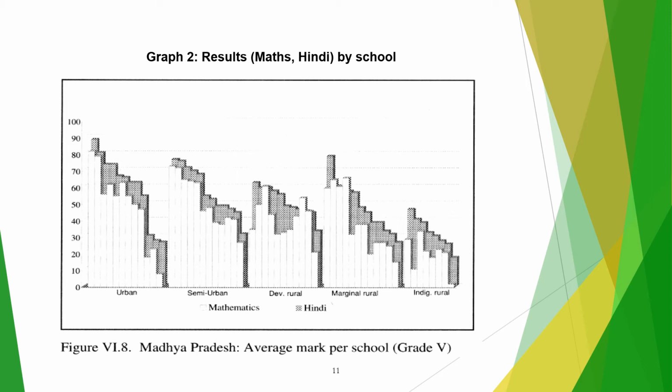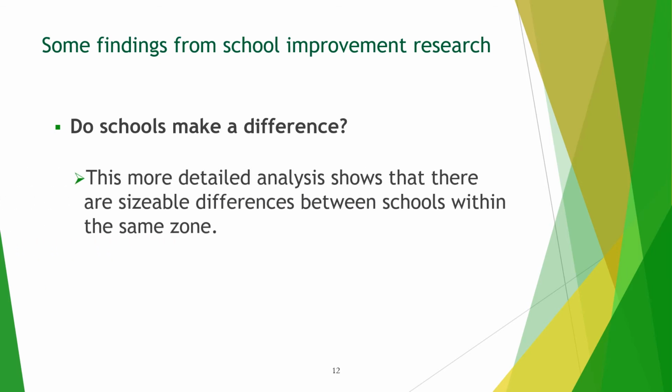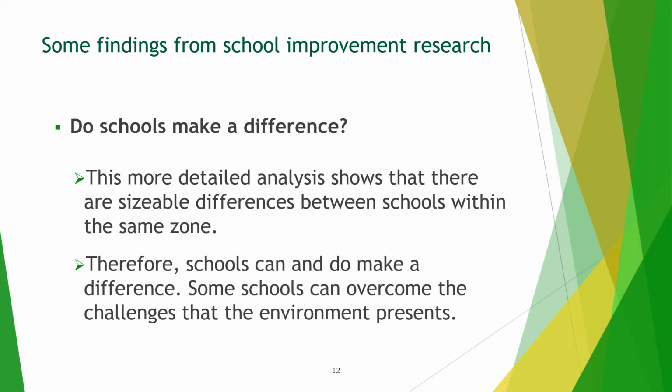And of course, we have some schools that are doing very bad also. But so the conclusion, therefore, would be that no, the environment is not necessarily the most decisive factor, because within the same environment, we have schools with very different results. This more detailed analysis shows indeed that there are significant differences between schools within the same zone, and therefore we can conclude that even within the same environment, schools can and do make a difference, and some schools can overcome the challenges that the environment presents.